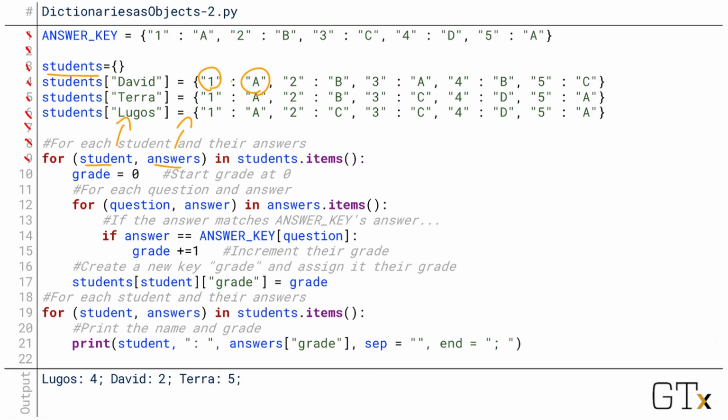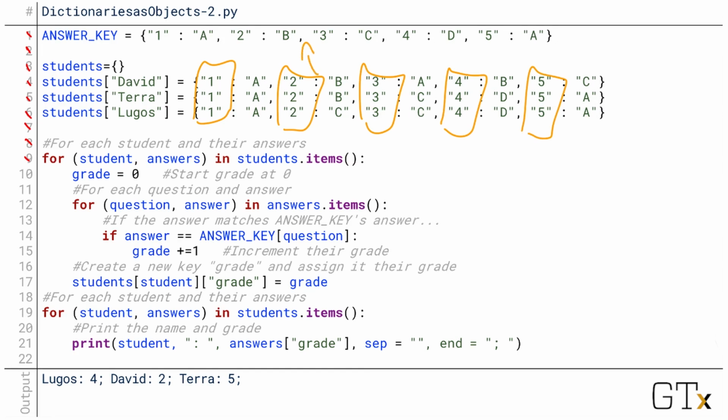Each student has a different such dictionary, but the important thing is that the keys among all those dictionaries are the same. Each student has 1, 2, 3, 4, and 5 as their keys, and those keys also match the keys from our answer key. On the first iteration of this outer loop, David is loaded as the key, and David's dictionary of answers is loaded as the value, now accessible under the variable name answers. So answers now holds the dictionary corresponding to David's answers to the test. For each student, we start the grade at 0 because we haven't marked them correct for anything yet.